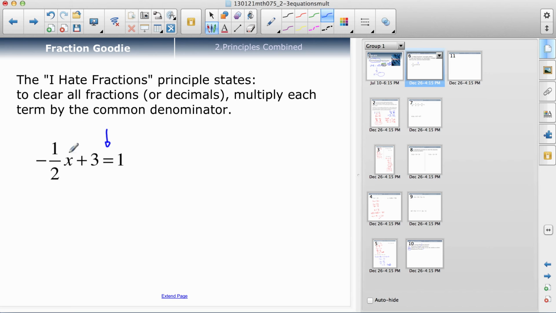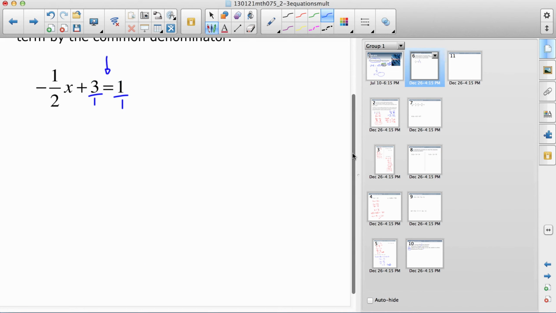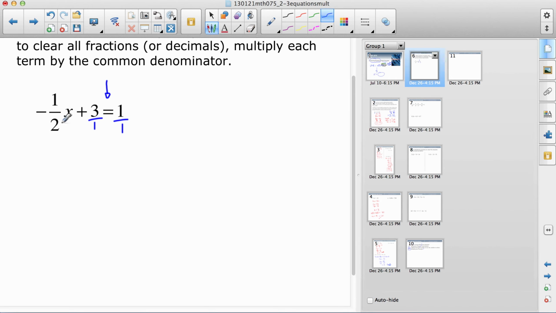And what you do is you find the lowest common denominator of all your fractions. Here I just have a 2, a 1, and a 1, so the lowest common denominator is 2. So then I multiply every term by that lowest common denominator. In the book they might show it a little different, but this is just how it works for me.